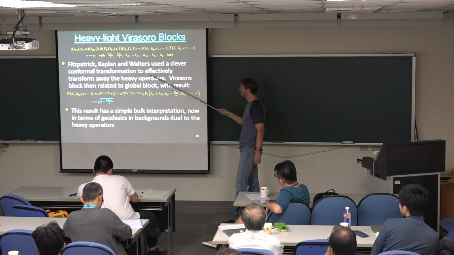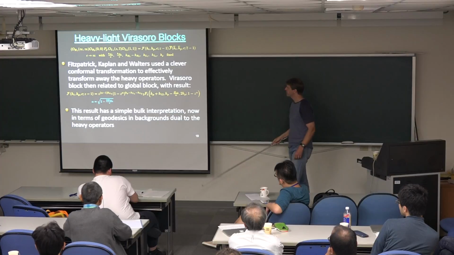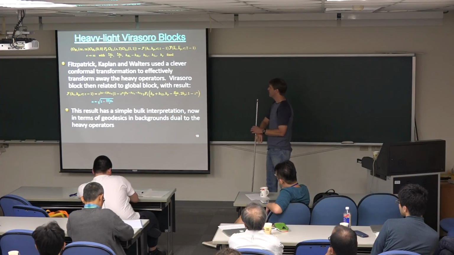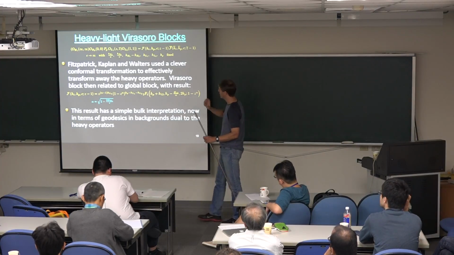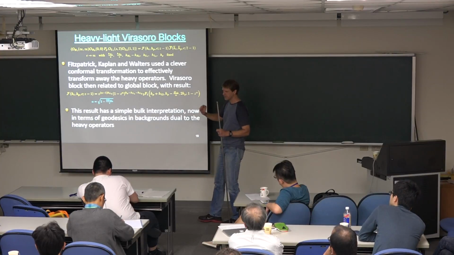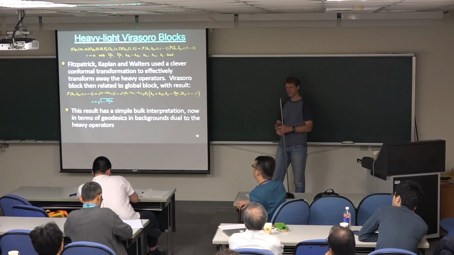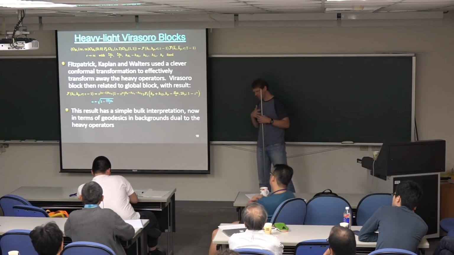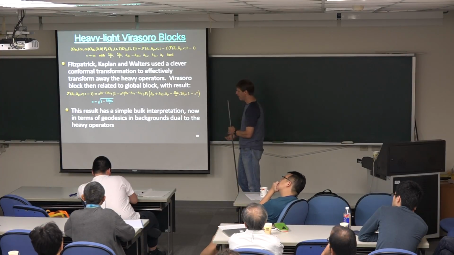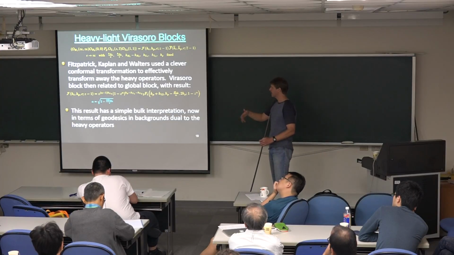Okay, so what these guys did is a clever conformal transformation that effectively transformed away the heaviness of the operator. They did this conformal transformation using the fact that the stress tensor transforms by the Schwarzian derivative, and sort of effectively transformed away the heavy part and then put it back in at the end.